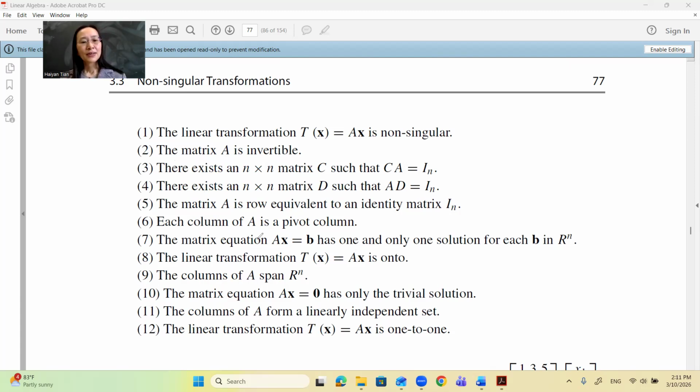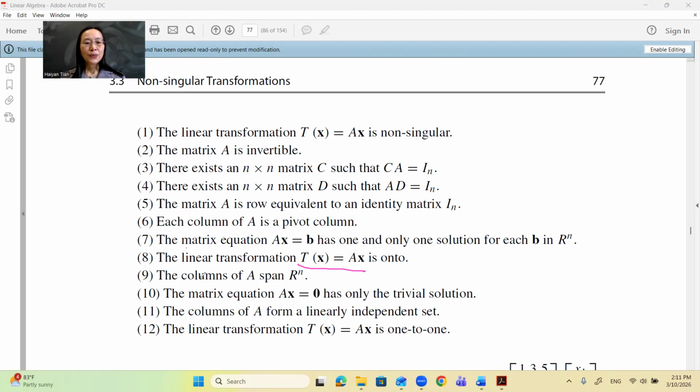Also we can know that this matrix equation has exactly one solution for each B. As long as B is given, then you have exactly one solution because A is invertible. So X can be found uniquely, just one unique solution. So whenever A is non-singular, you have a unique solution for the linear system. For each B given, you have a unique solution.